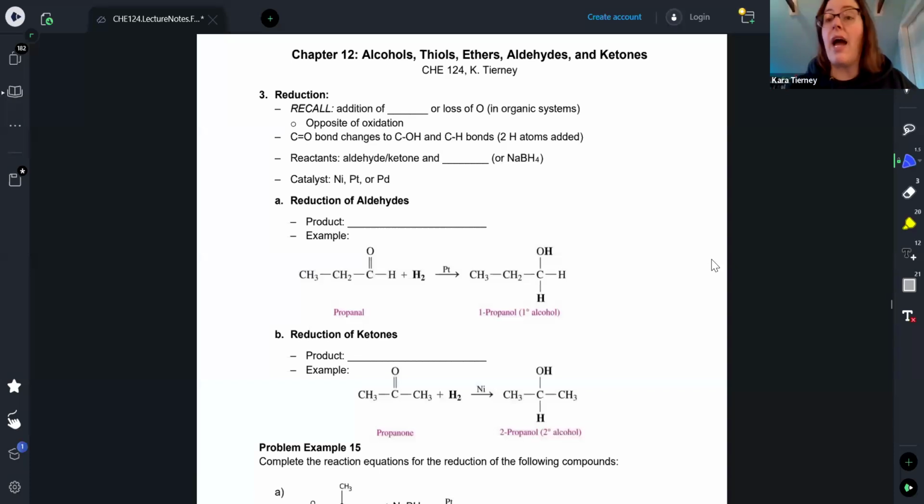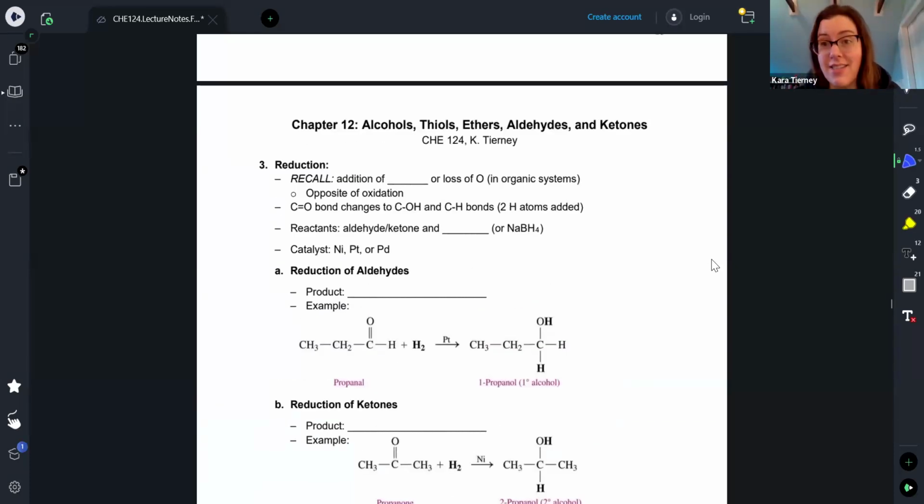Okay, so now we've learned about aldehydes and ketones. The first reaction we learned about was oxidation. Now let's do the opposite, reduction. Reduction can be in the form of loss of oxygen or the addition of hydrogen, like we see here. This reaction is very similar to the hydrogenation of alkenes.